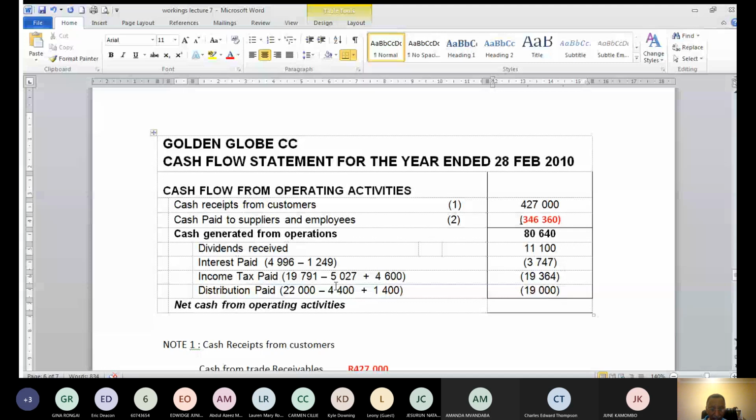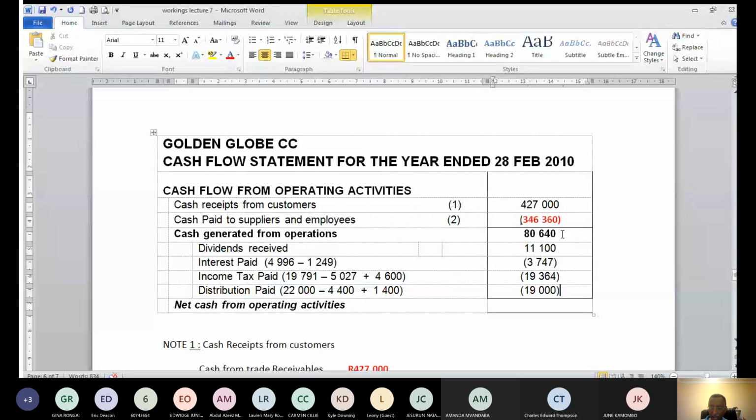I'm done now with my items that I show after the cash generated from operations. Remember, there was no investment in a company, and we also had no loans to the members, which would also be in my cash flow from operating activities. It is just that in this exercise, there was nothing like that.